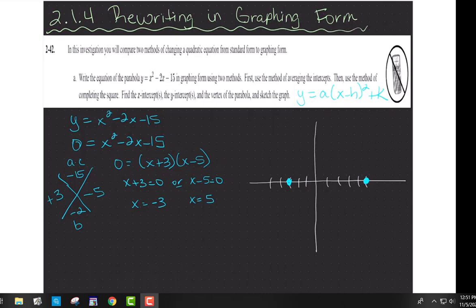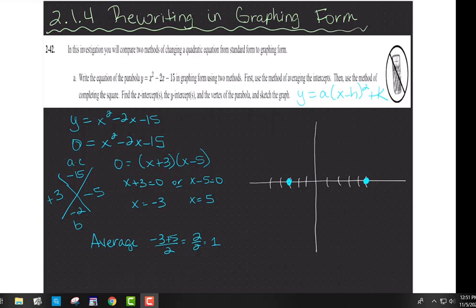And I know that because I'm crossing the x-axis at those 2 points, and I know that my parabolas are symmetric, my vertex has to be right in the middle of those 2 numbers, right? So I got to figure out the average of the 2. So to figure out the average, we're going to do -3 plus 5. I added 2 numbers together, so I'm going to divide by 2. So that's going to give me 2 over 2, which is 1.